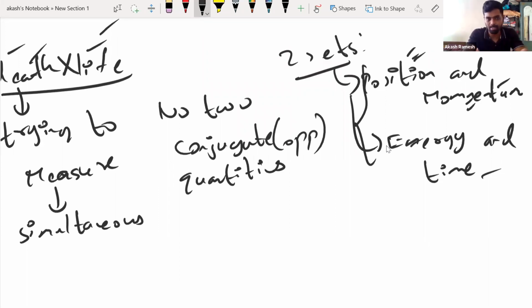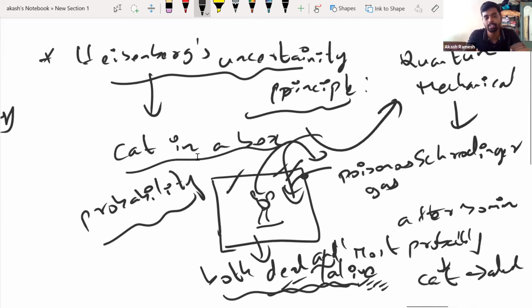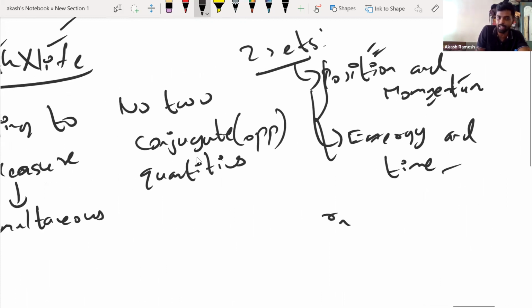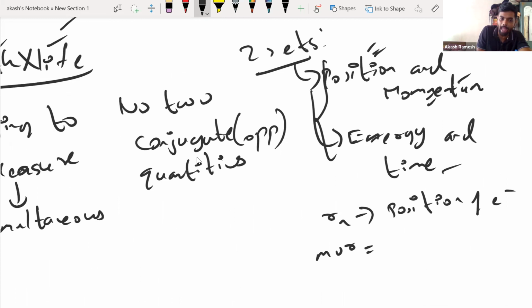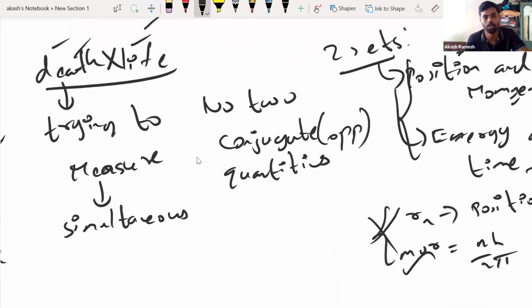Keeping this in mind, why does it come under drawbacks for Bohr's atomic model? What Bohr did, he found out the radius of the nth orbit, so the position of the electron is known. And he also said something about angular momentum, which is equal to nh by 2 pi. If I apply these two formulas simultaneously, I will be able to find the position and the momentum. But according to Heisenberg's uncertainty principle, that is absolutely not possible.